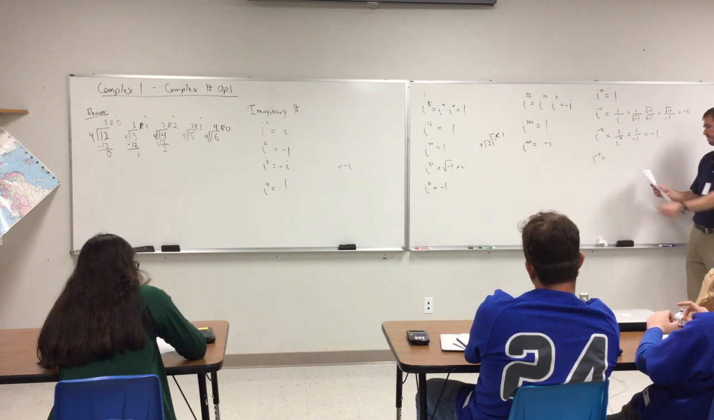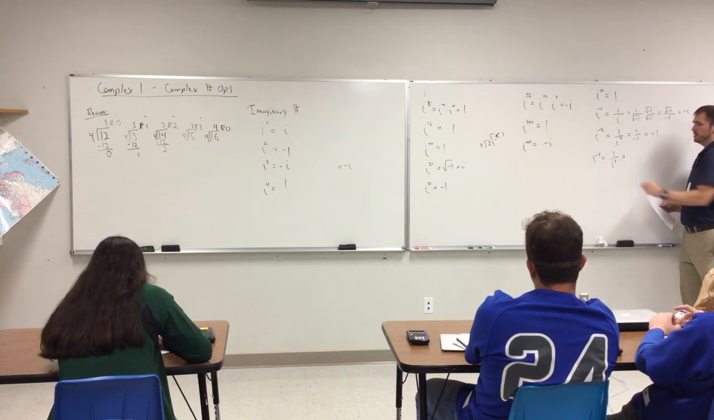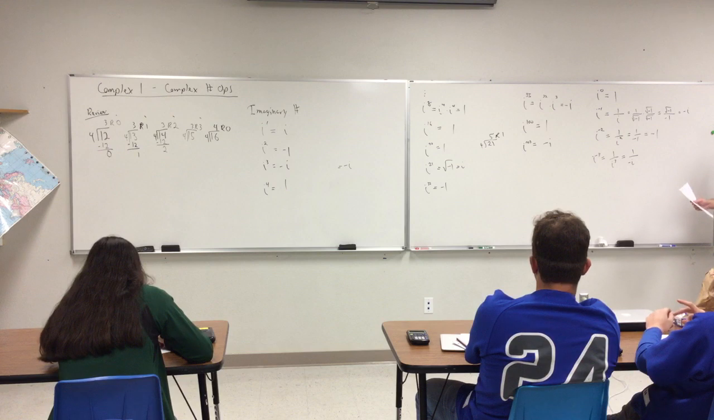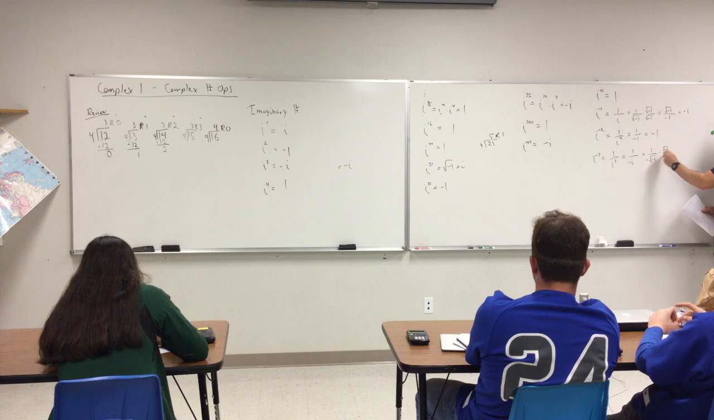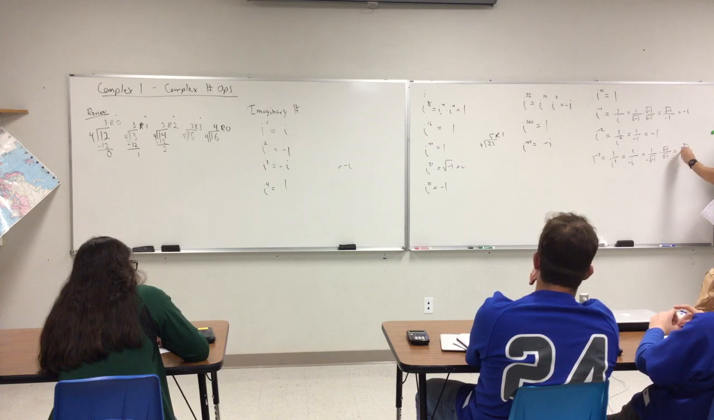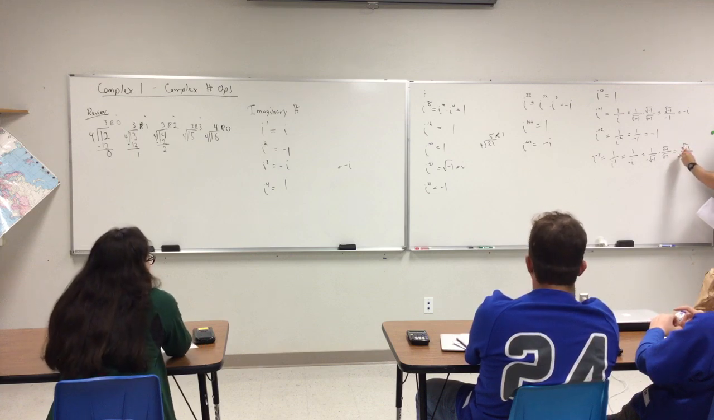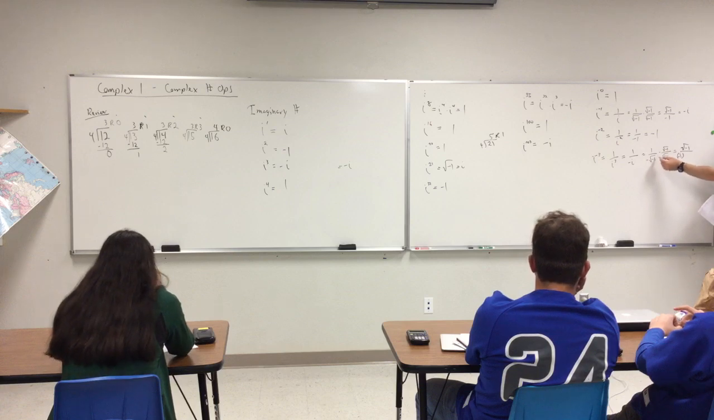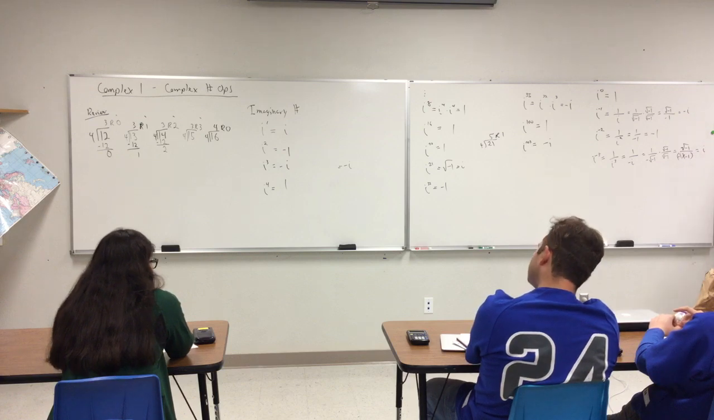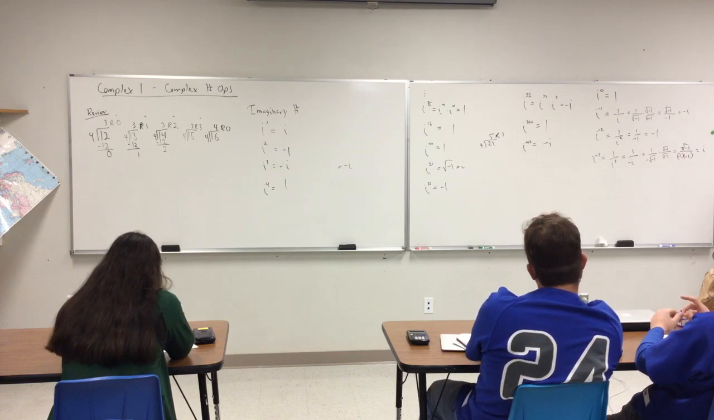I to the negative 3 is 1 over I cubed. I cubed was negative I, so 1 over negative I. We'll think of that as 1 over negative the square root of negative 1. We still want to rationalize the denominator. So that's going to be square root of negative 1 over negative 1 from this right here. And then square root of negative 1 times square root of negative 1 is going to be negative 1. So that's just going to be I. Negative times negative cancels that.